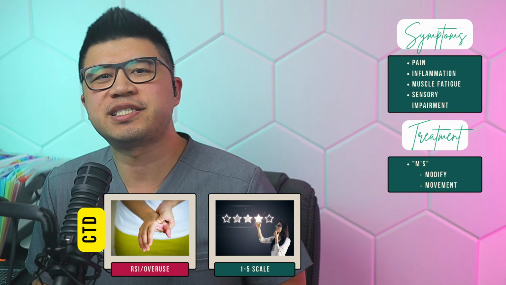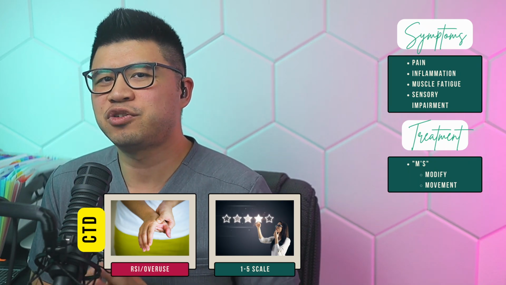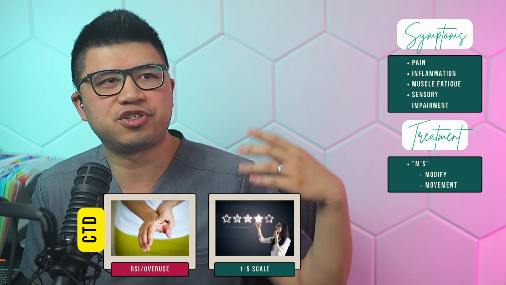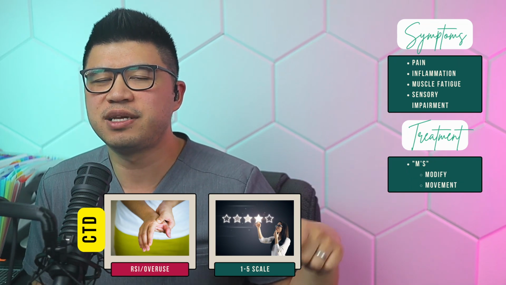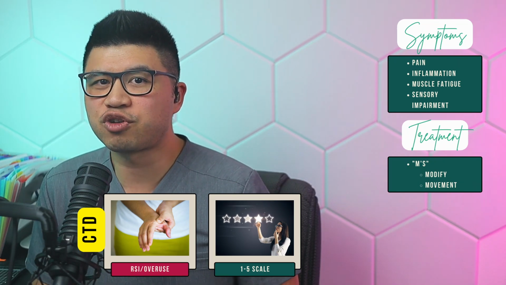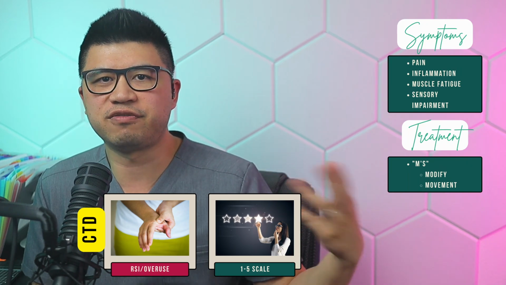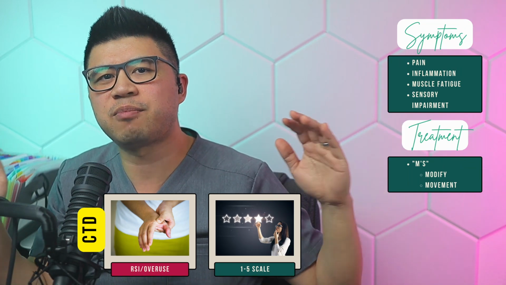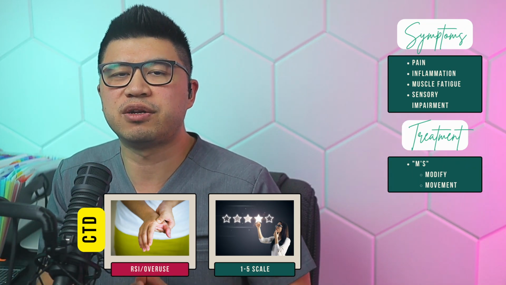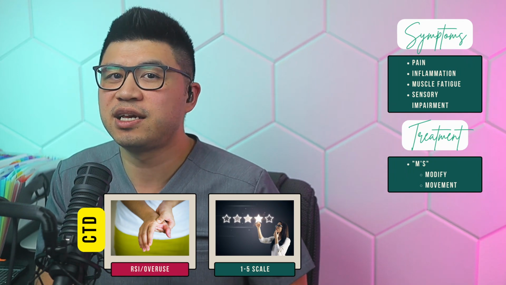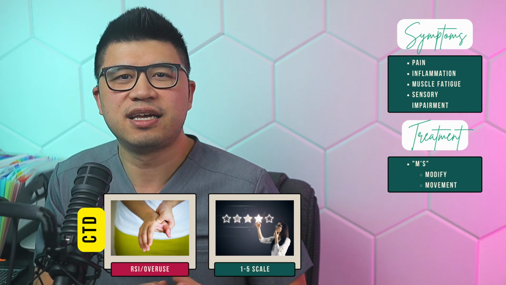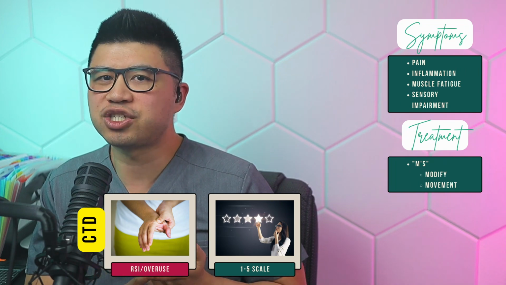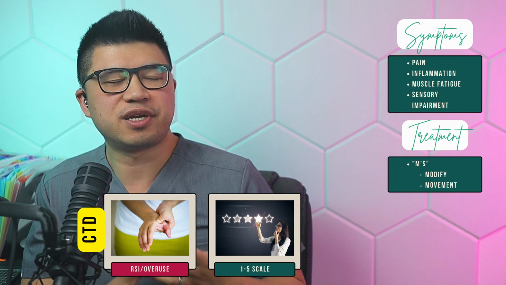The other big C is cumulative trauma disorder, CTD. The disorder basically defines what it is. Repetitive trauma, RSI for repetitive strain injury, overuse syndrome, it's the same thing. It involves soft tissue trauma from repetitive forces over and over. It is a broad umbrella term for more specific diagnoses that you are probably already familiar with or learned in OT school, such as epicondylitis, carpal tunnel syndrome, and tendonitis. Symptoms include pain, inflammation, muscle fatigue, and sensory impairment.